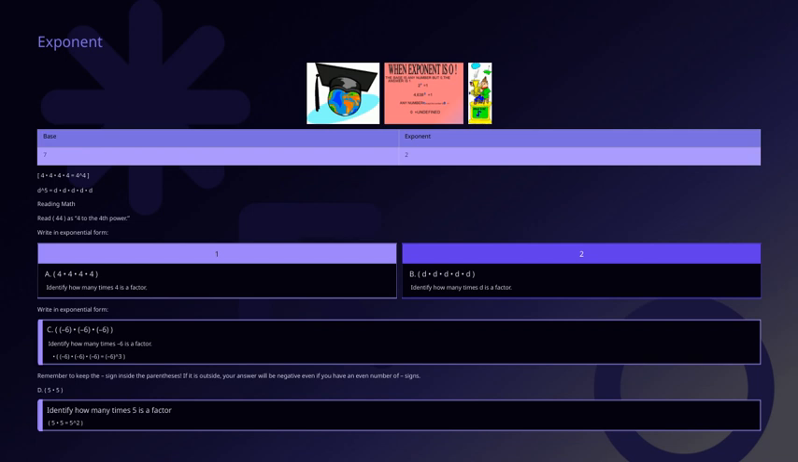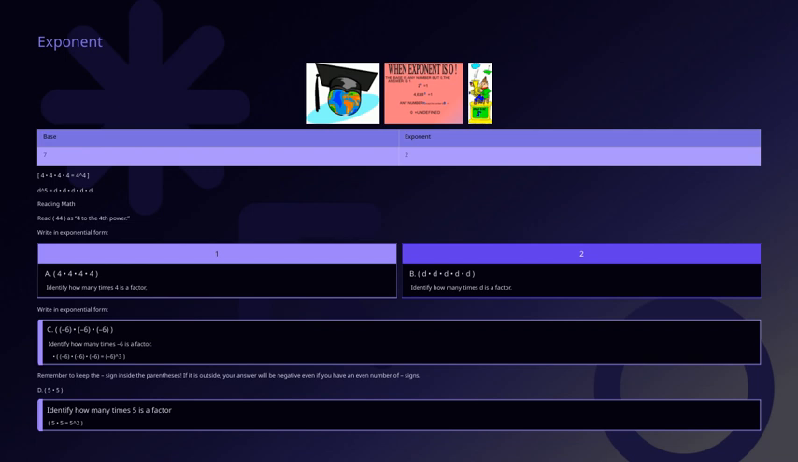Remember, the 3 indicates 3 factors of -6, and the negative sign is included inside the parentheses. Also, notice that an odd number of negative factors, like 3 in this case, will result in a negative product. An even number of negatives would give a positive result, so keep the parentheses in mind. Finally, the last example is (-5)(-5), which we can write as (-5)^2. Since -5 appears twice as a factor, we write it as (-5) to the power of 2.